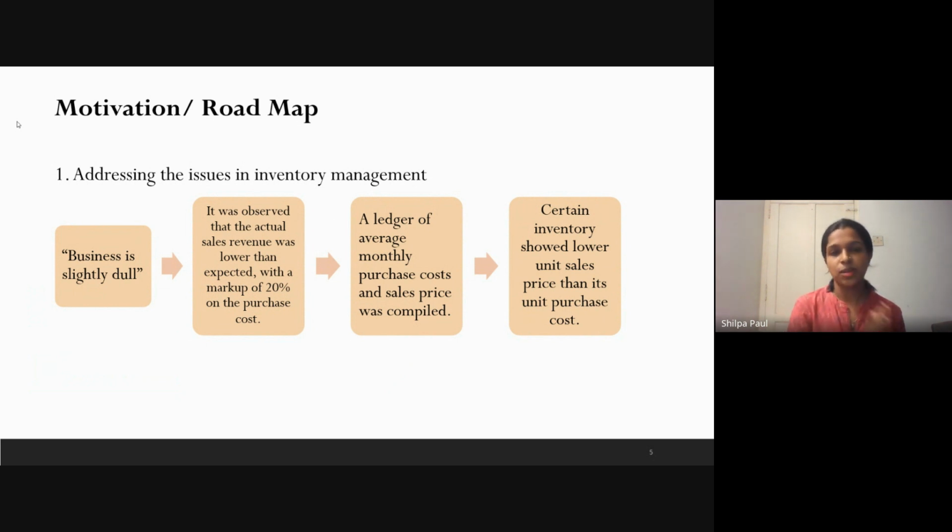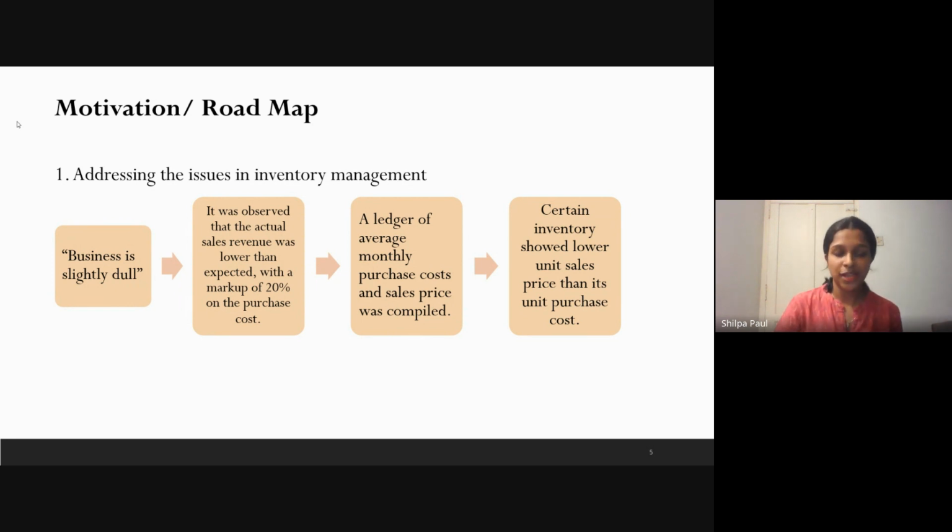Like always, we built a ledger to compare the monthly purchase cost and the sales cost per unit, and it was found that certain inventory, not all, but certain inventory, had a very low sales cost as compared to the purchase cost. Sales cost at par, yes, we can understand. But despite the markup, and sometimes markup of even 20 to 25 or even 30% were put in, despite all that, the sales price was very low compared to the purchase cost for certain inventory. So that was the motivation to look deeper.